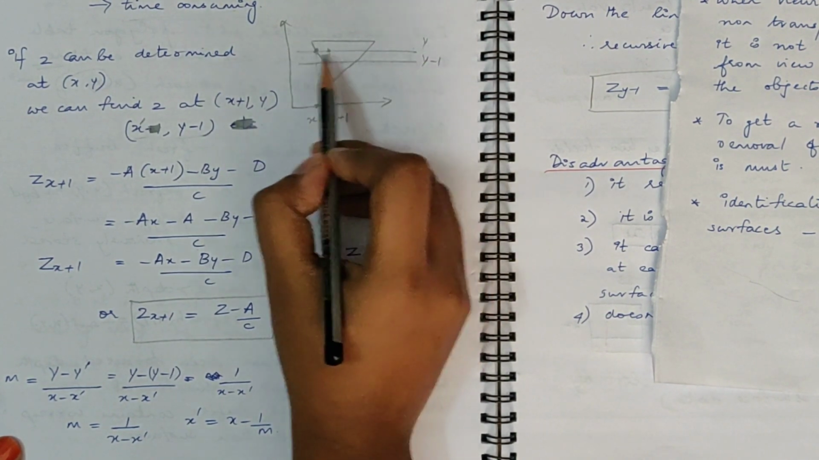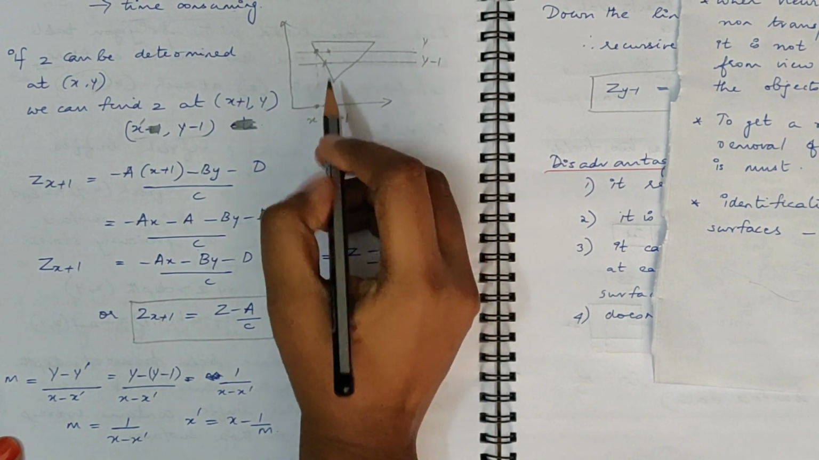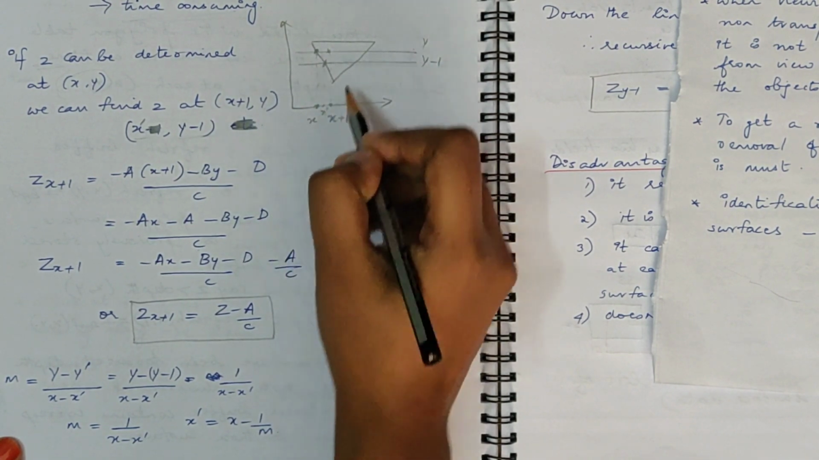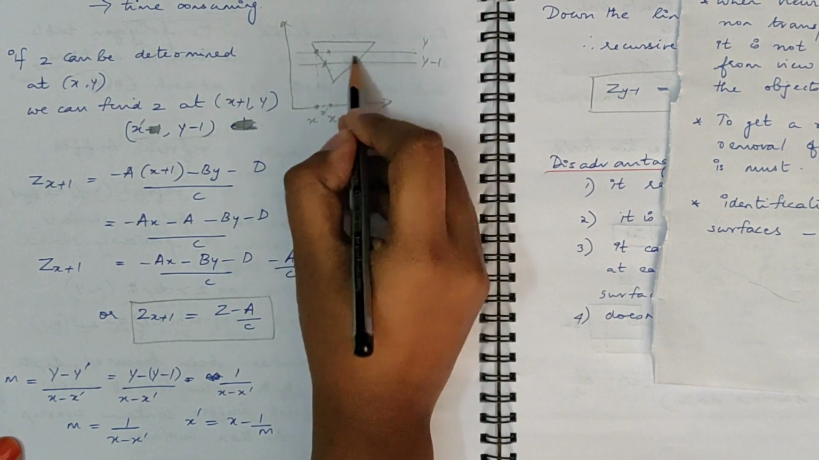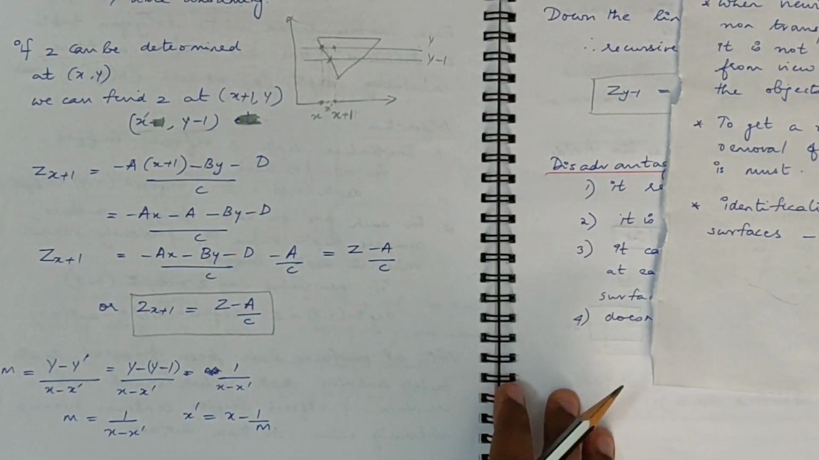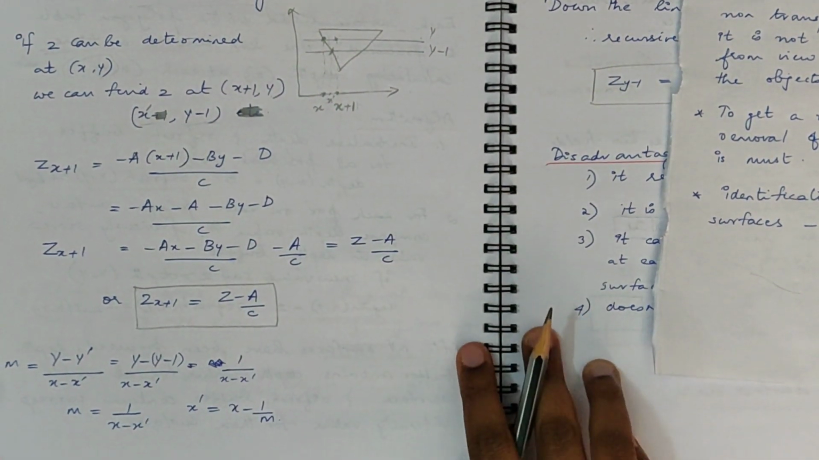And then for this polygon, suppose this is the next value of x, x dash. For this x dash and y minus 1, you can also calculate the z value. Let us see how to do that.